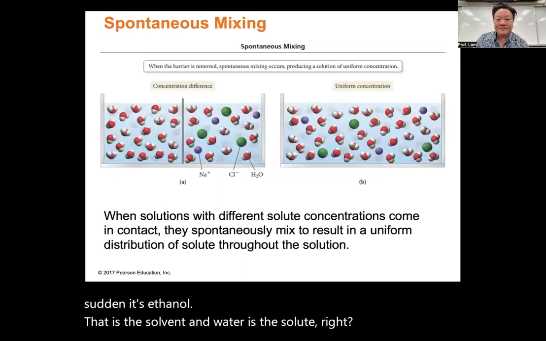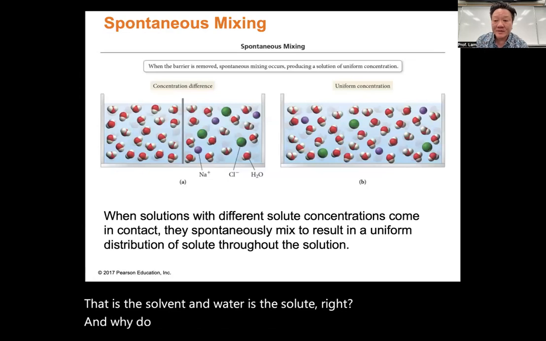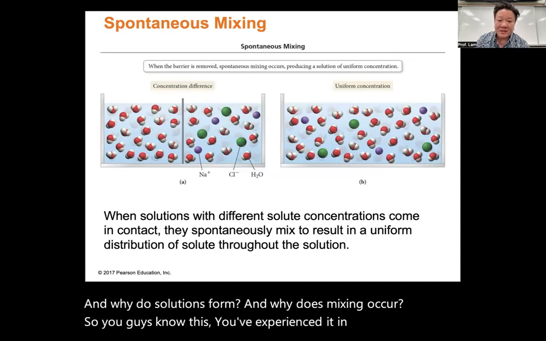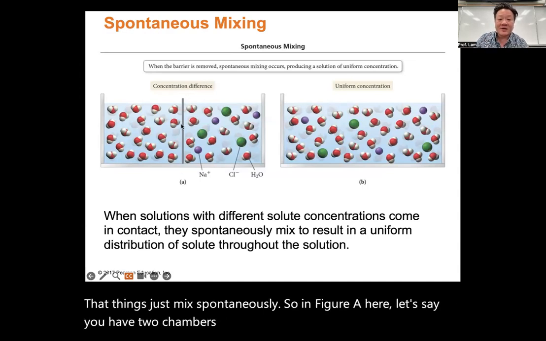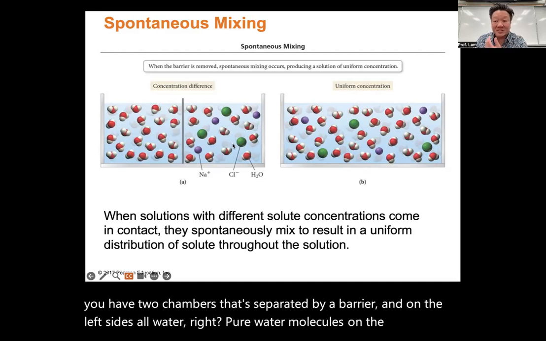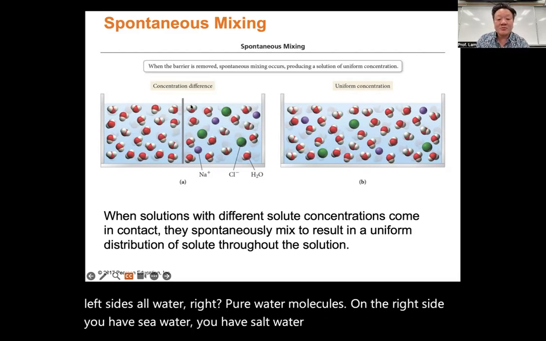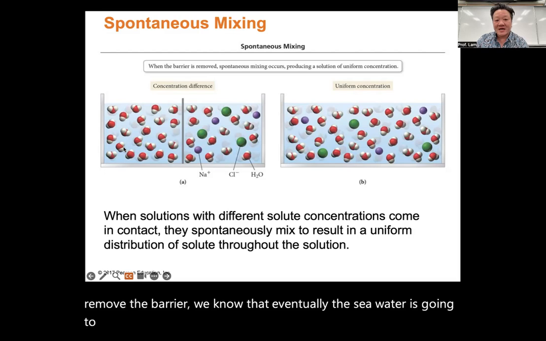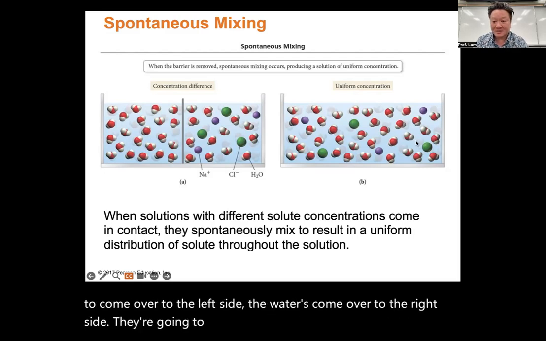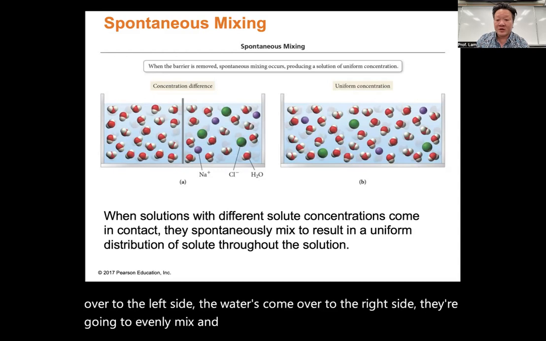Okay. So why do solutions form and why does mixing occur? You guys know this, you've experienced it in everyday life, that things just mix spontaneously. So in figure A here, let's say you have two chambers separated by a barrier, and on the left side is all water, pure water molecules. On the right side, you have seawater, salt water. As soon as you remove the barrier, we know that eventually the seawater is going to come over to the left side, and the water comes over to the right side. They're going to evenly mix to a uniform concentration.